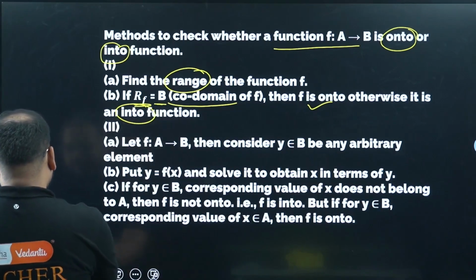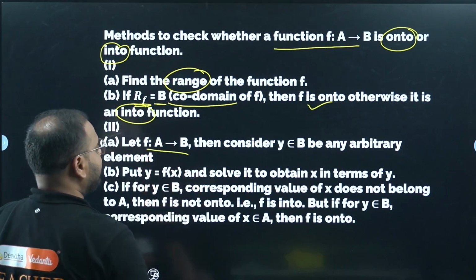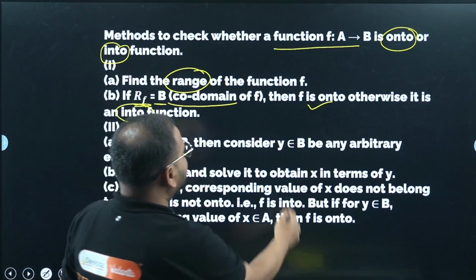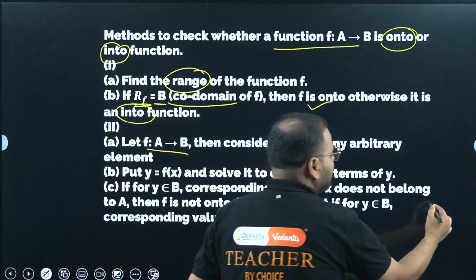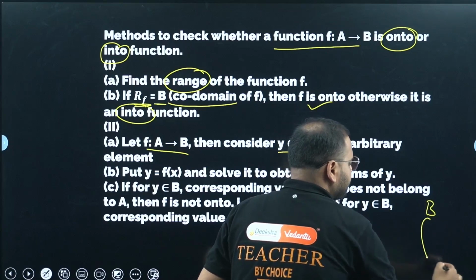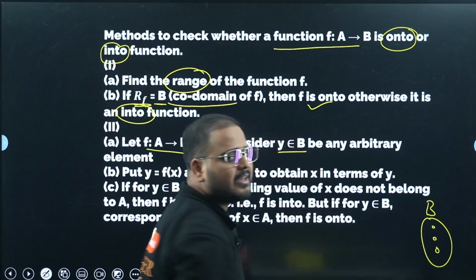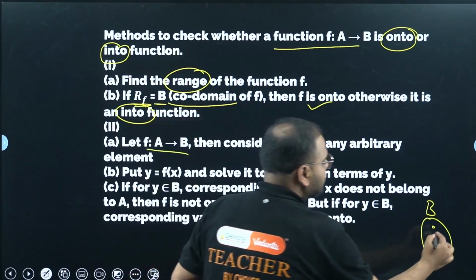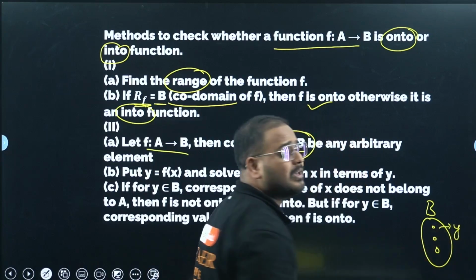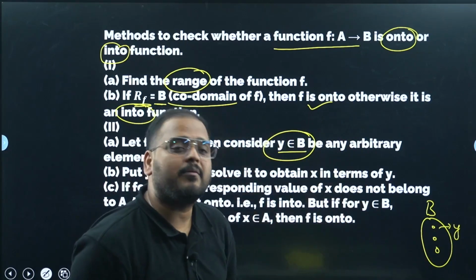Let's read the second method. Let f be again from A to B. Consider y. Take any value of y. If you know the codomain, you can pick any value from it. Y belongs to the codomain. So take any y value from here, basically any image value from B.